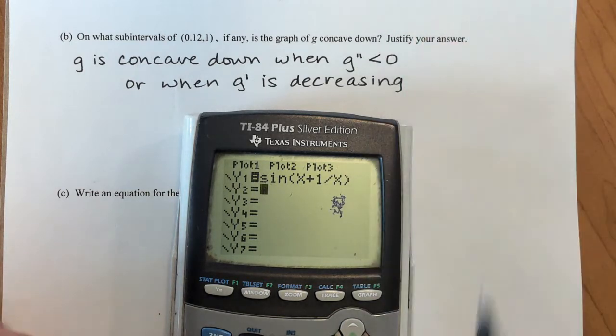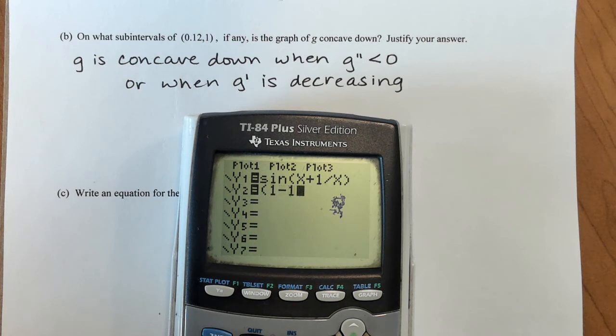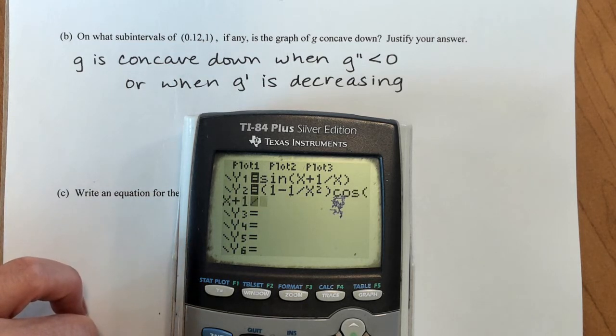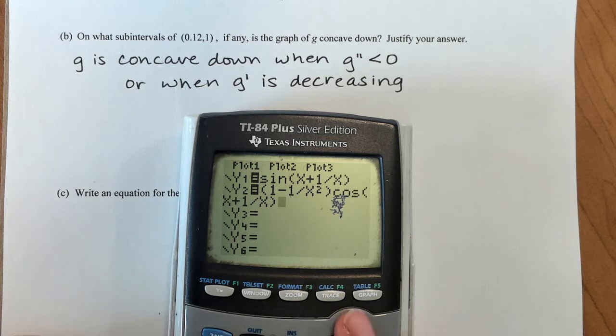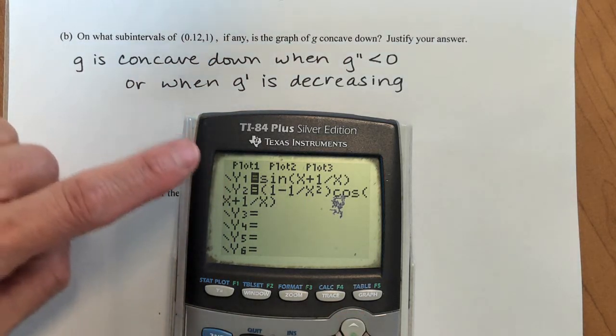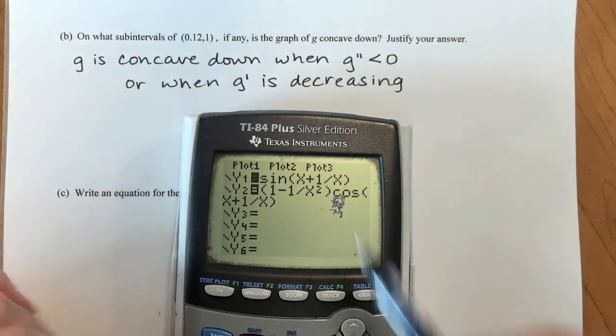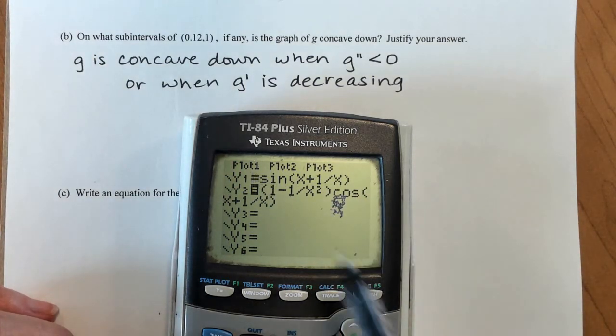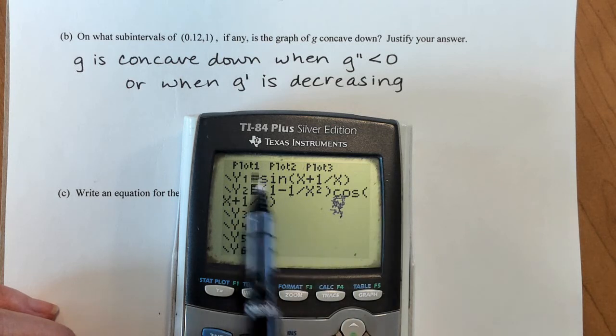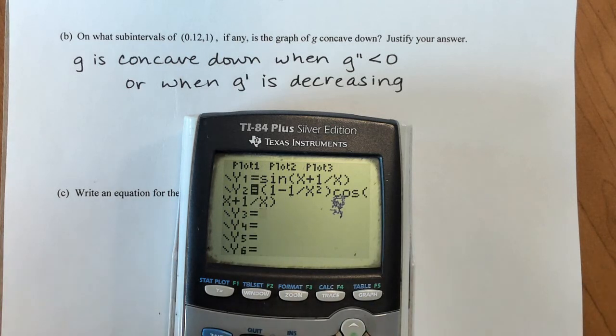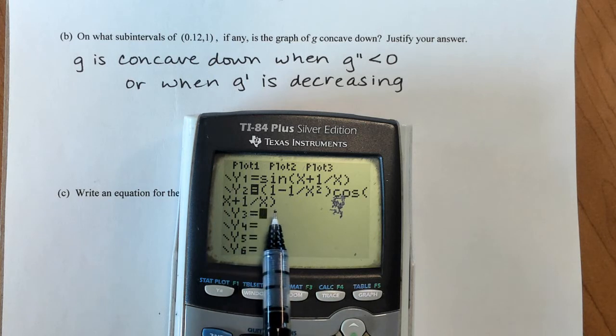So I'm going to type the second derivative equation into my calculator. So 1 minus 1 divided by x squared times the cosine of x plus 1 over x. Okay, now I don't want the first. I'm going to turn the first derivative equation off, and I do that by putting my cursor over the equal sign and pressing enter. So now only the second derivative equation is highlighted. I'm just double checking that I've typed everything in correctly, which it looks like I have.